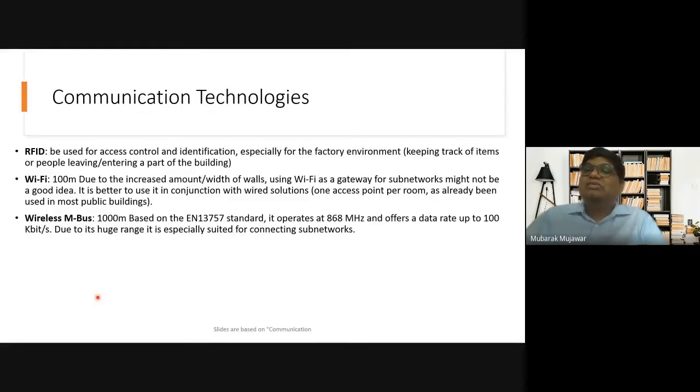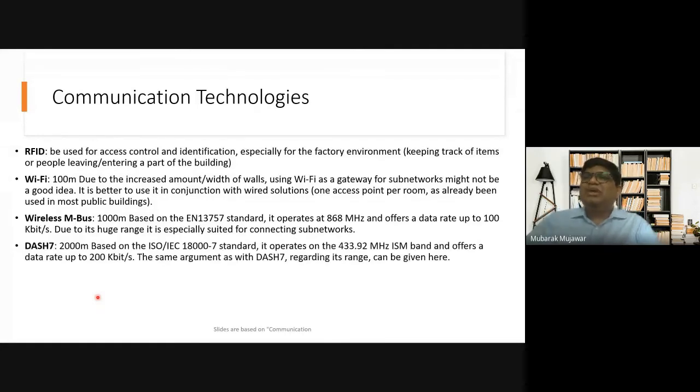The next one is wireless M-bus. It has a range of about 1,000 meters, which is very huge. It operates in a frequency range of about 800 megahertz and offers a data rate of about 100 kilobits per second. Since it has a huge range, it is especially suited for connecting subnetworks or open factories. For example, we might have a garment factory with very low walls, or if there are no walls, we can use wireless M-bus technology for our applications.